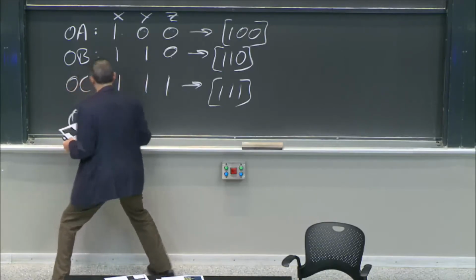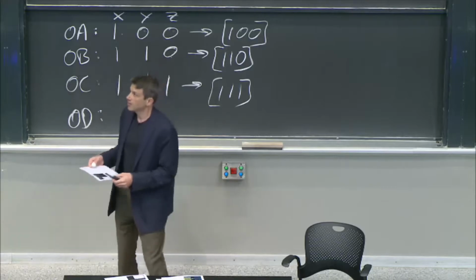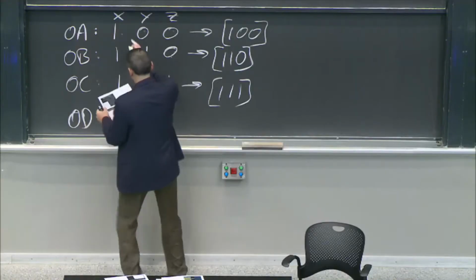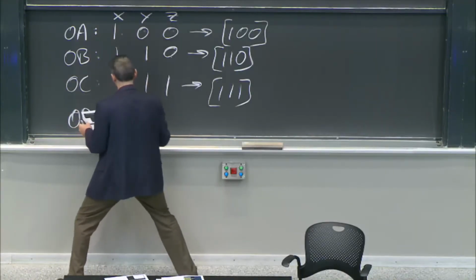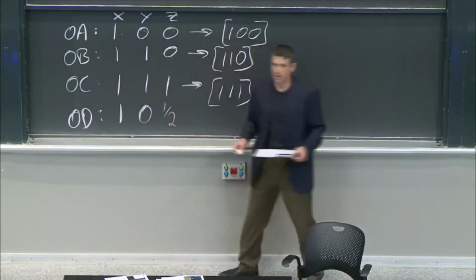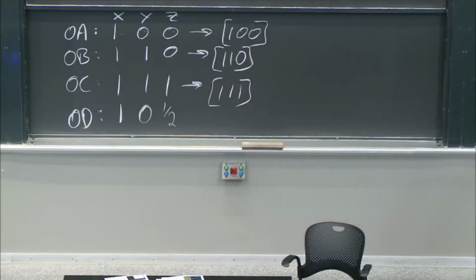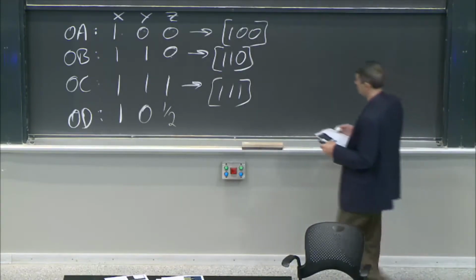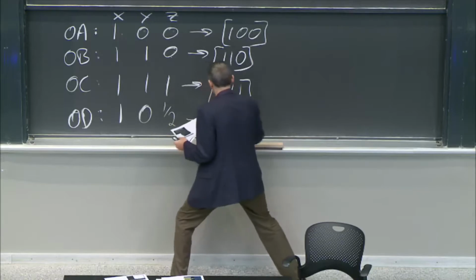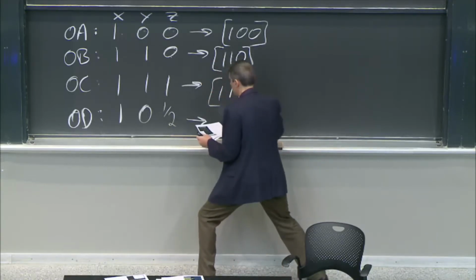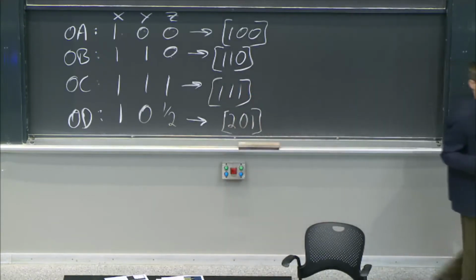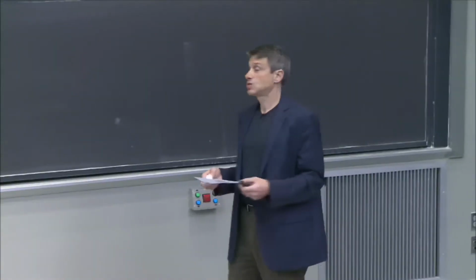Now, OD is one of these cases where we have to be careful. So OD, you see that? It's going from here to there. So along the X direction, it's still going a full 1 of the edge. Along the Y direction, it's 0. But along the Z direction, it's a half. Because crystallographers don't like fractions when they talk about directions, we have to scale that up. We multiply everything by 2, we put it in brackets, and everyone is happy. 2, 0, 1. That is the 2, 0, 1 direction in this crystal.